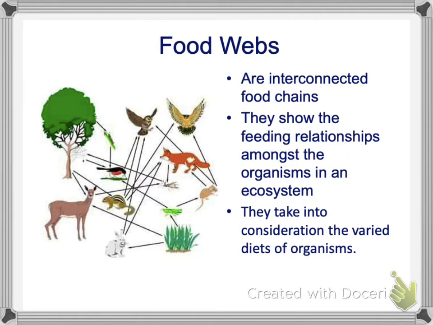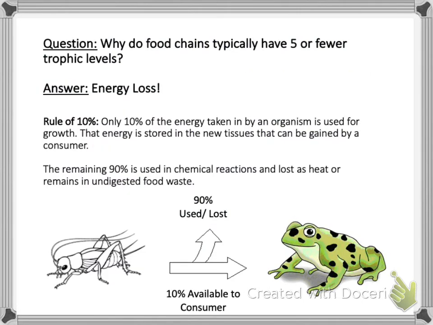Now, most organisms don't just eat one type of food source, so a food chain doesn't give you the full perspective of the feeding relationships in an ecosystem. For that, you're going to need to look at a food web, which shows the interconnected food chains, and those take into consideration the varied diets of organisms. So in both food chains and food webs, we're again only seeing food chains that have about 5 or fewer trophic levels. And why exactly is that?